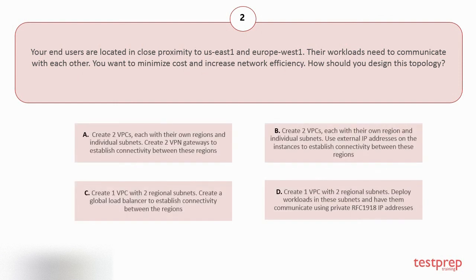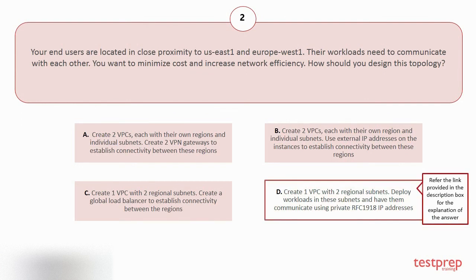Your options are: A. Create two VPCs, each with their own regions and individual subnets. Create two VPN gateways to establish connectivity between these regions. B. Create two VPCs, each with their own region and individual subnets. Use external IP addresses on the instances to establish connectivity between these regions. C. Create one VPC with two regional subnets. Create a global load balancer to establish connectivity between the regions. D. Create one VPC with two regional subnets. Deploy workloads in these subnets and have them communicate using private RFC 1918 IP addresses. The correct answer is option D.